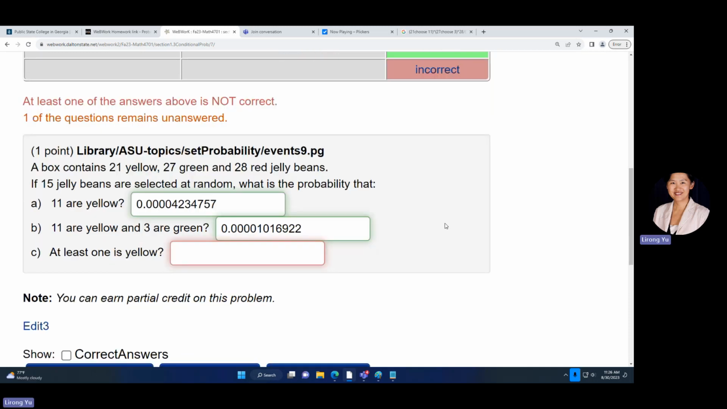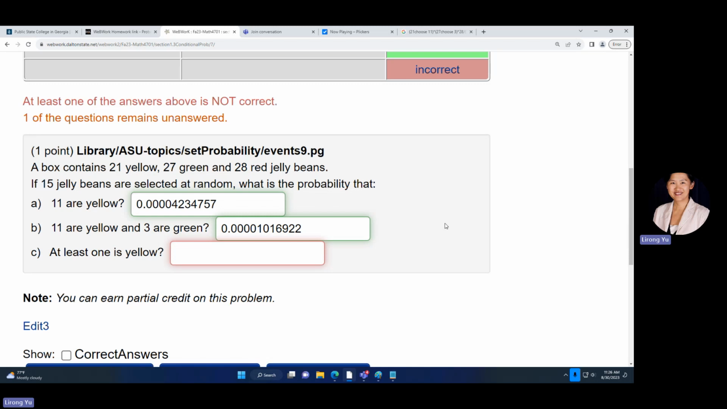All right, last question. What is the probability that at least one is yellow? That means 1 yellow or 2 yellow or 3 yellow. It could also be 15 yellow. So it's the type of at least 1 yellow. So what is the opposite of at least 1 yellow? That is when there's no yellow. So it's easier just to go ahead and calculate the probability of no yellow and do 1 minus that.